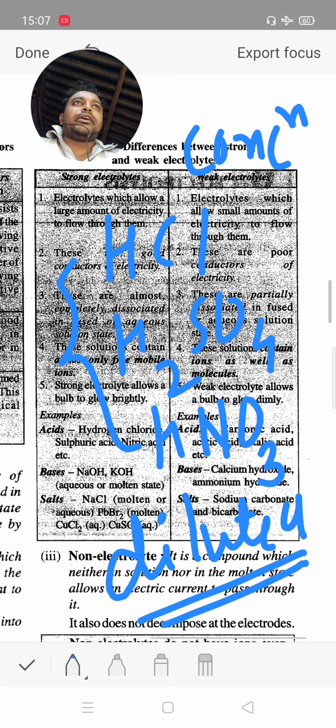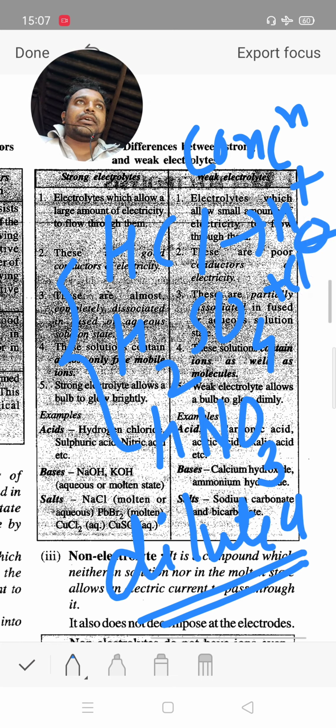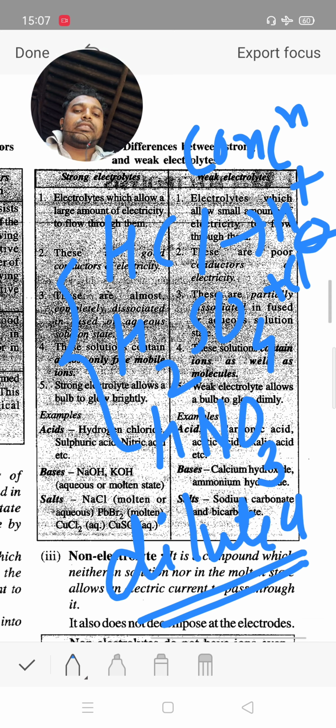Suppose HCl: it produces H plus ion and Cl minus ion. It is an example of an electrolyte. H2SO4 produces 2 H plus ions and SO4 2 minus ion. HNO3 dissociates into H plus ion and NO3 minus ion when diluted. Then it is a good conductor of electricity because it is completely ionized or dissociated into ions.